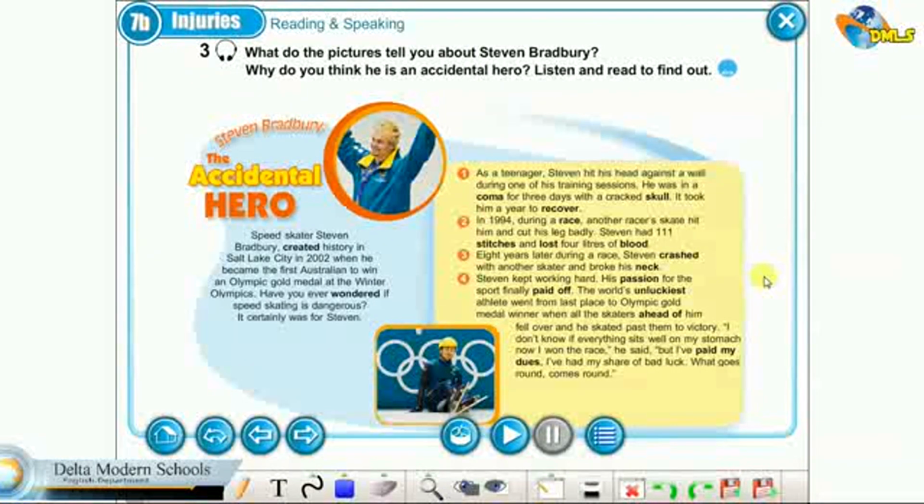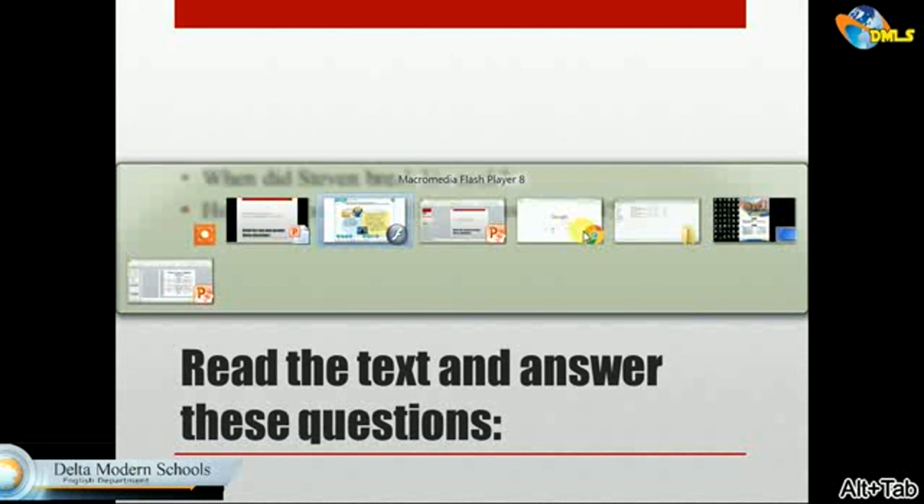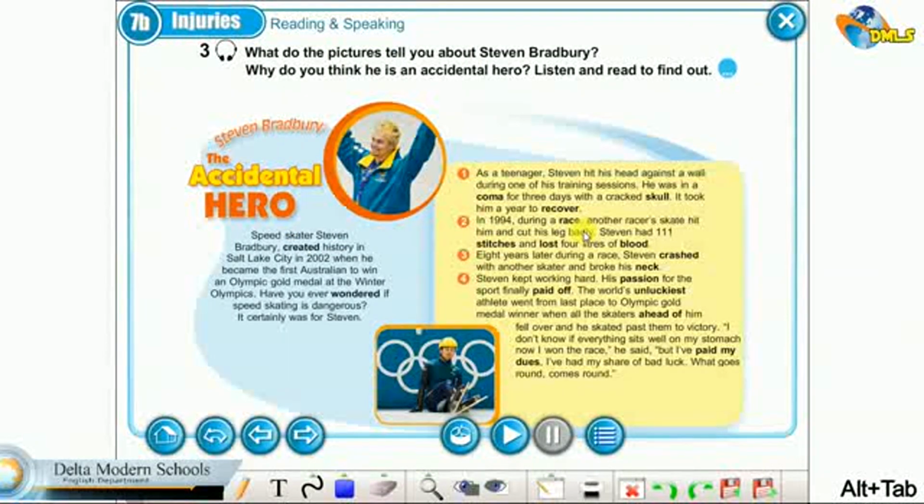Okay, time is up. Yes, let's come back to question number 1. When did Stephen break his neck? 2. How many stitches did Stephen have in 1994? For number 1, who can find the answer? Yes. When did Stephen break his neck? When?